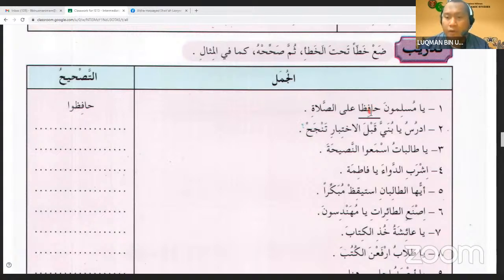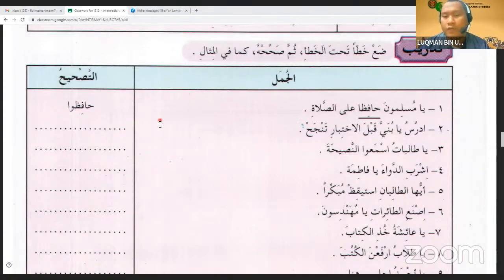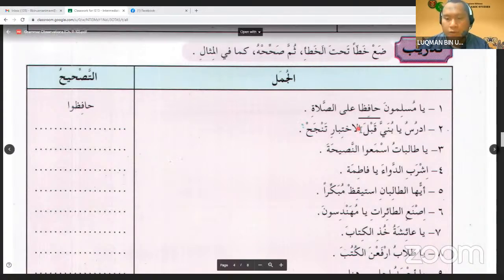Hafidha means you protect or you preserve or you always do. Ala salah, the prayer. So this is plural, so this is wrong, hafidha. It should be hafidhu. Ya muslimuna hafidhu ala salah. Hafidhu ala salati. Okay, and so on and so forth.